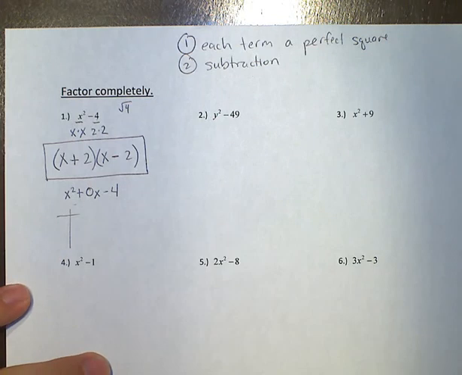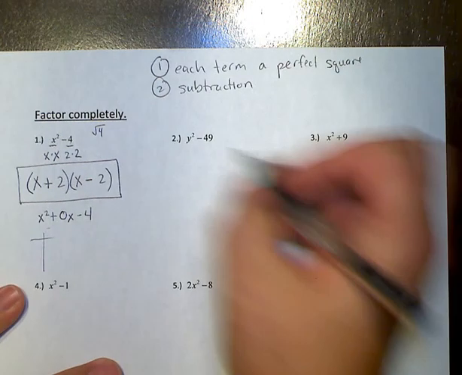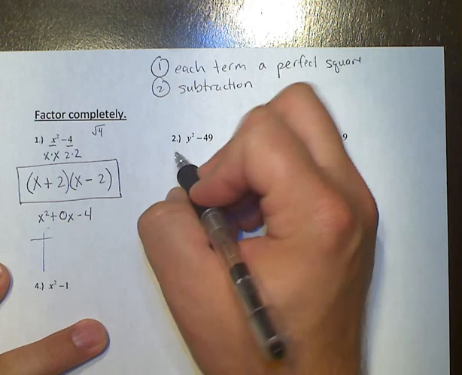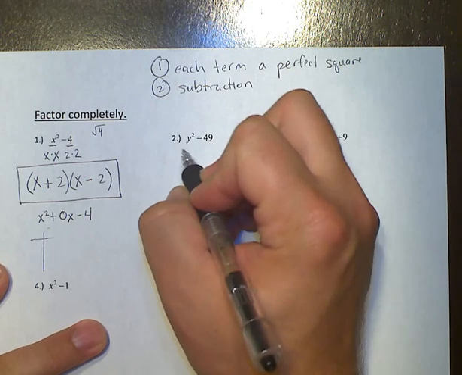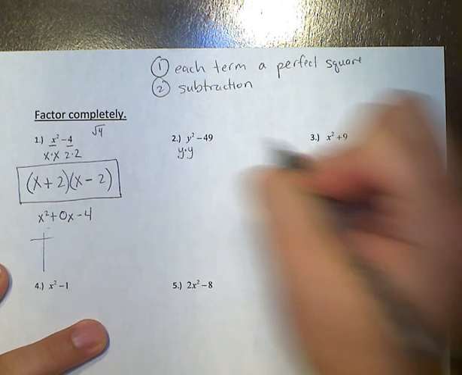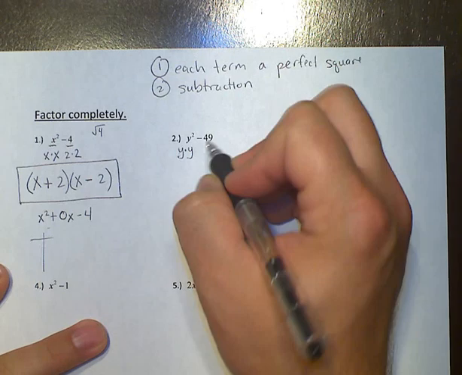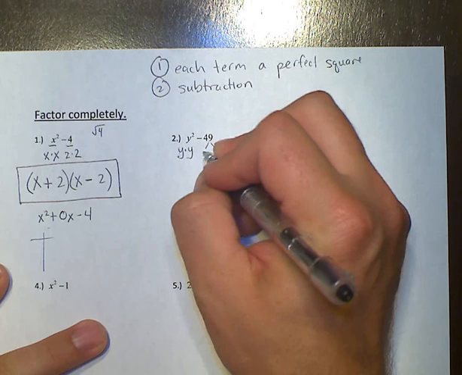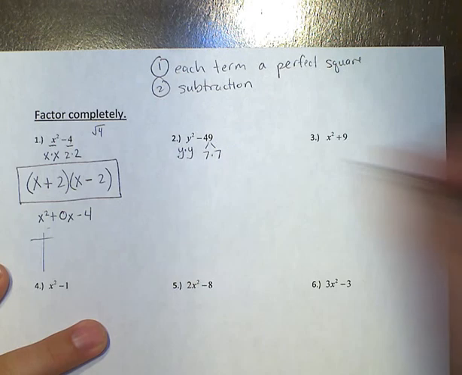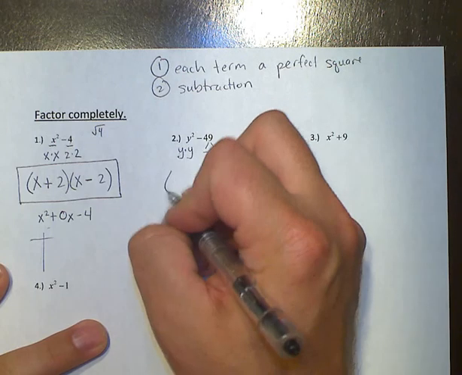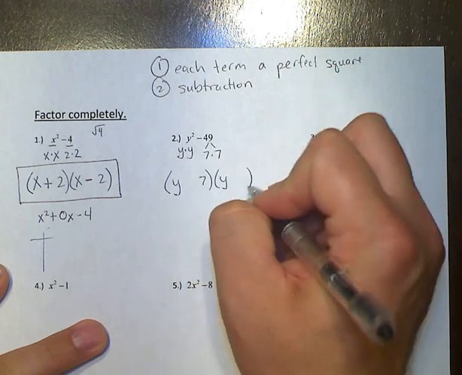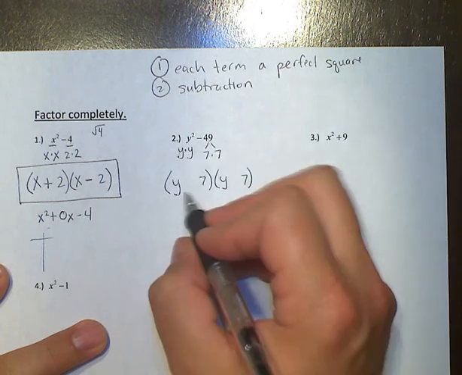So let's look at 2. So y squared and 49, are those perfect squares? What times itself would give me y squared? Y times y. What times itself would give me 49? 7 times 7. So I'm going to take a y and a 7, a y and a 7. One gets a plus, one gets a minus, and it doesn't matter which way that I do it.